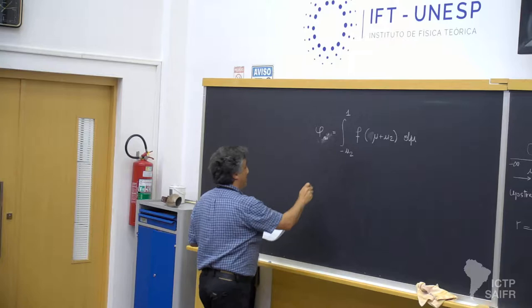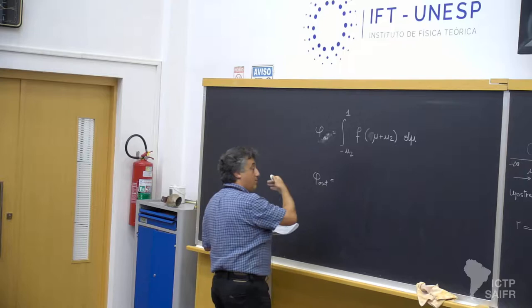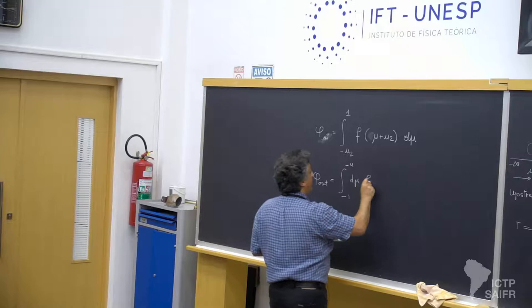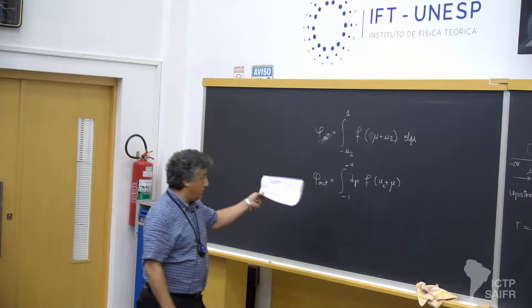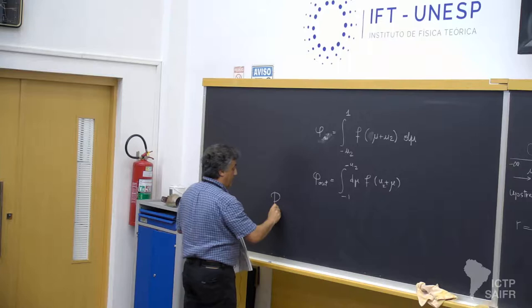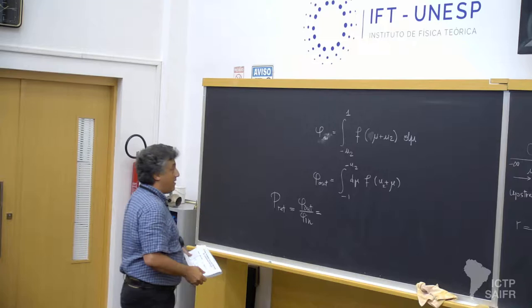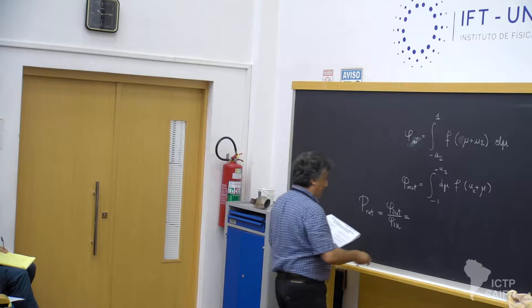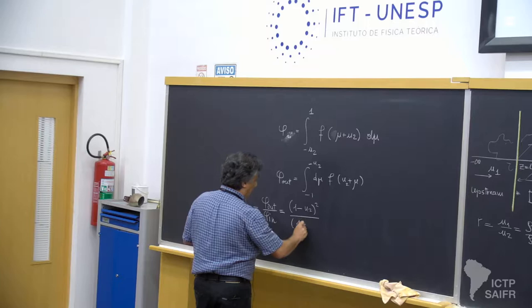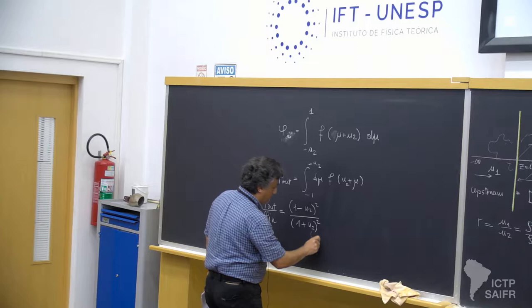The other ones, the ones going from downstream towards the upstream, is the same thing, but now the integral of F times (u2 plus mu), between minus 1 and minus u2. So what is the probability for the particles of returning to the shock? Well, it will be exactly the ratio of these two, so phi out divided by phi in. What you can do is calculate this, which of course depends on u2, and then you take the limit. This is actually (1 minus u2 squared) divided by (1 plus u2 squared), and then you take the limit in which u2 is much less than unity, and this becomes 1 minus 4 u2.